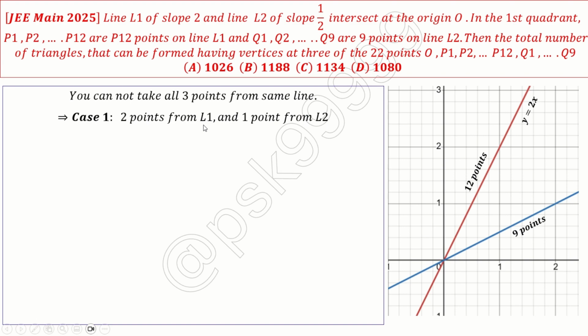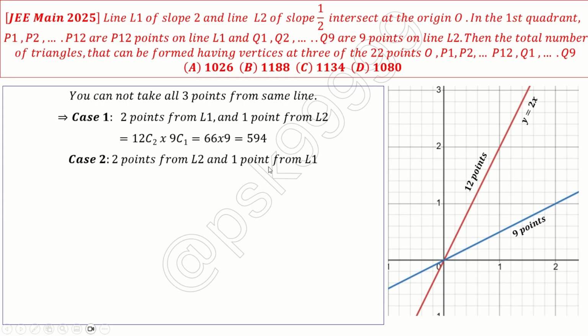2 points from L1, that is a total of 12 points, can be chosen in 12C2, times 1 out of 9 points, which is 9C1. So that is 594. Case 2 is 2 points from L2 and 1 point from L1. So this is 9C2 into 12C1, which is 432. The sum of these two is 1026, and we have an answer here. If you choose 1026, then this is the wrong answer.